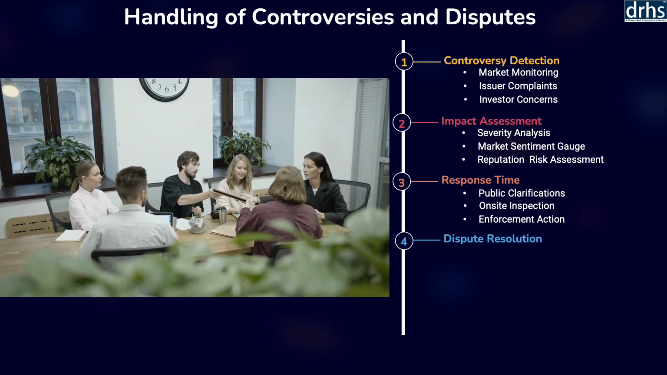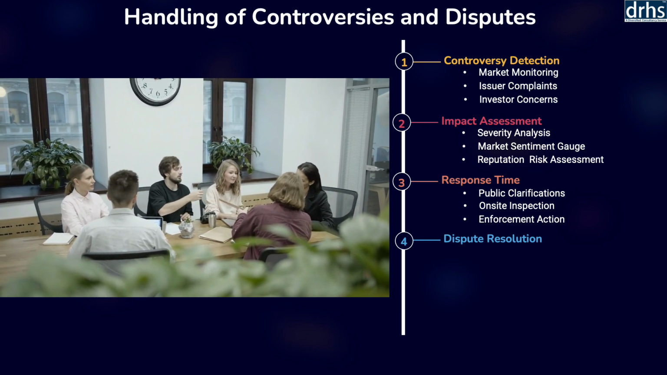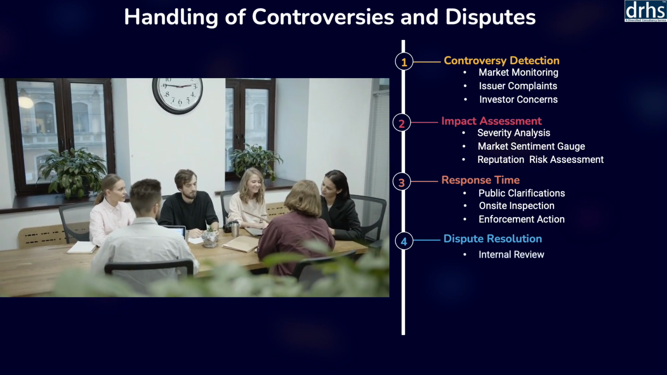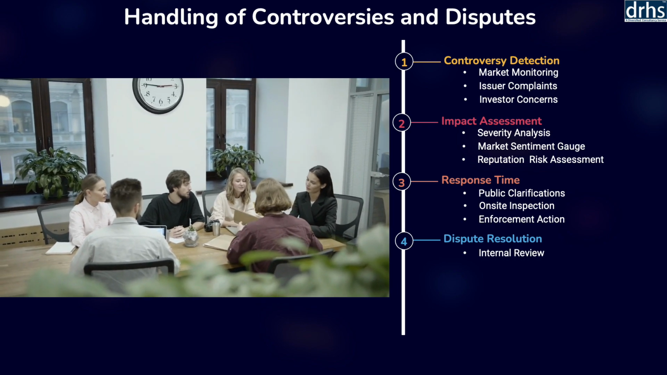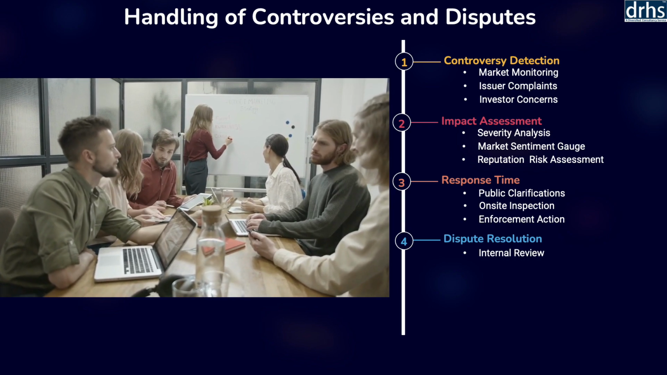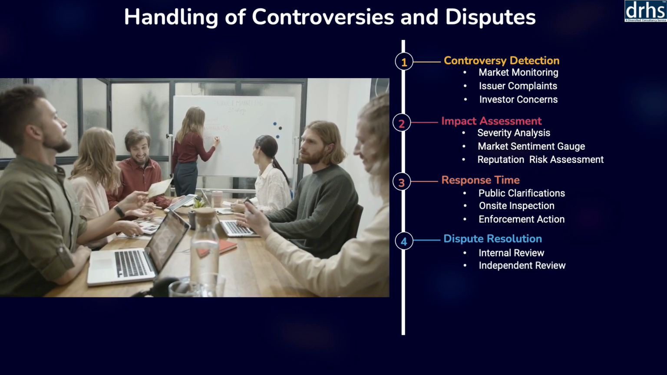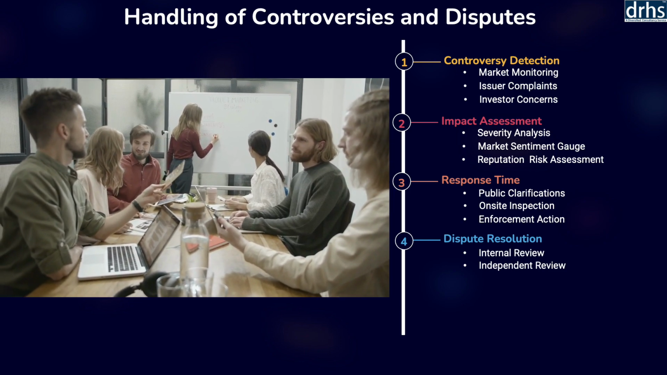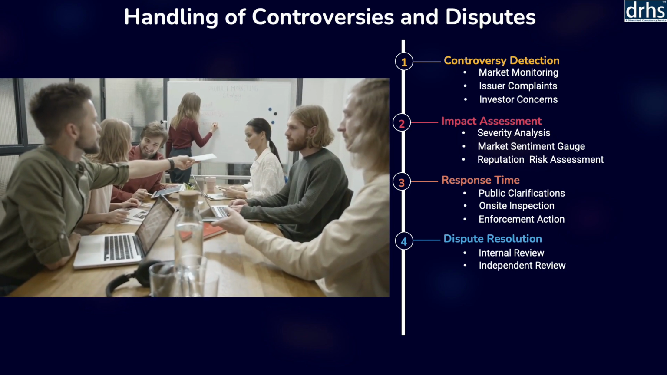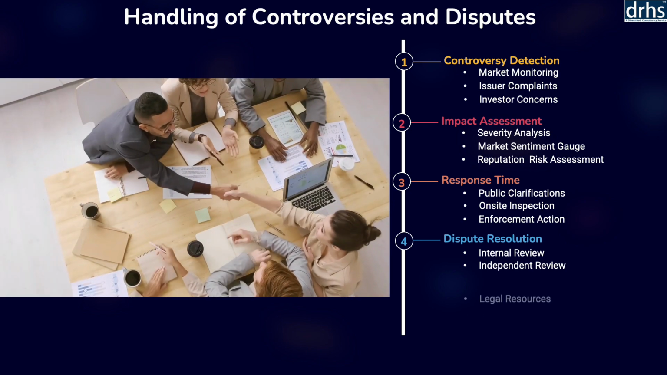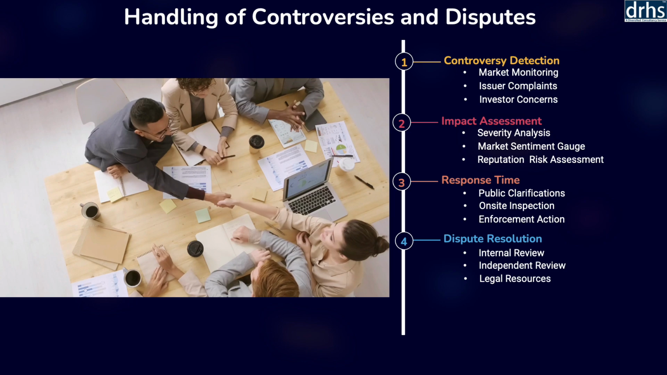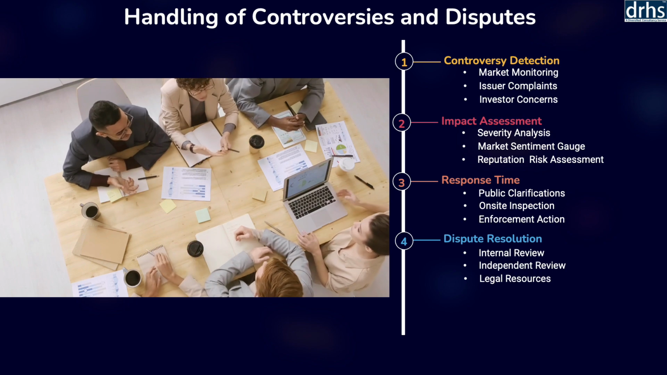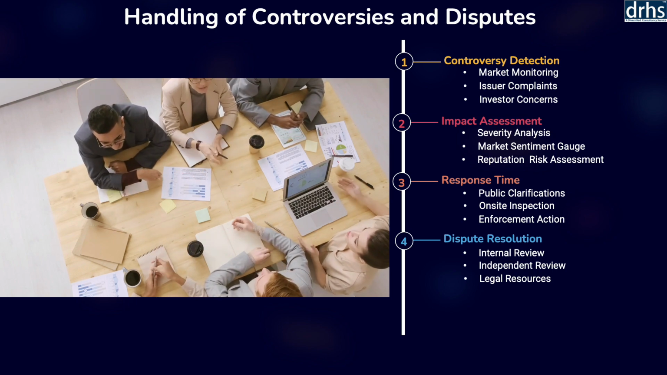Another point is dispute resolution. The SEBI framework likely includes a mechanism for formal dispute resolution. This could involve three things. First is internal review. The ERP may offer an internal review process for companies to appeal their rating. Next is independent review. SEBI might appoint an independent or arbitrary body to review the disputed rating and provide a non-biased assessment. Next is related to legal recourse. Ultimately, a company might have the option to pursue legal action if they are not satisfied with the outcome of the internal or independent review.